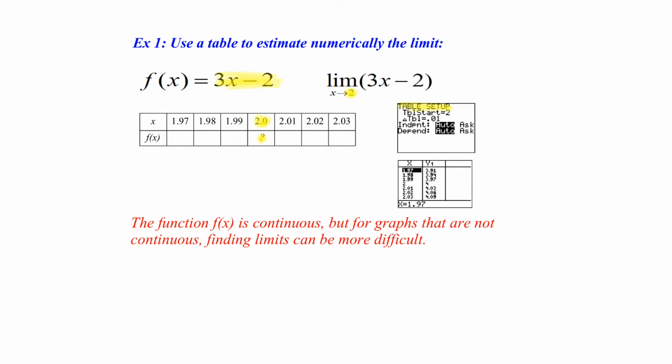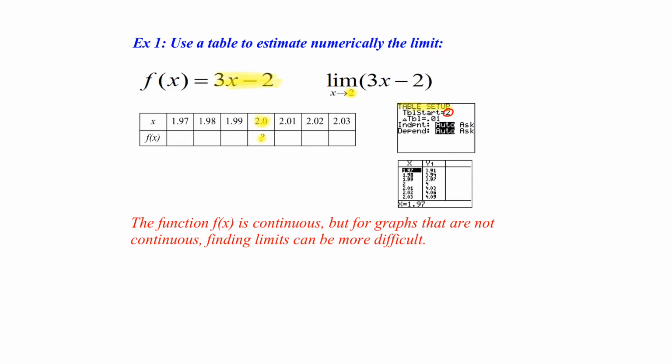When you get to this, we want to set the table up so that the table start value is at x equals 2. So we'll change that number right there to 2. And then the next one is delta table. That's the change. How do you want your table to change? We want to know as it gets close to 2, so we're going to make it 0.01.